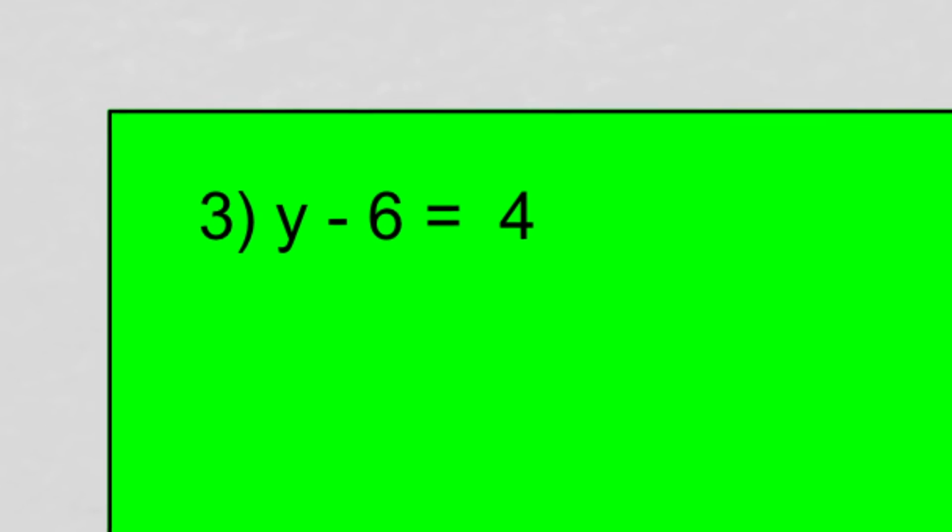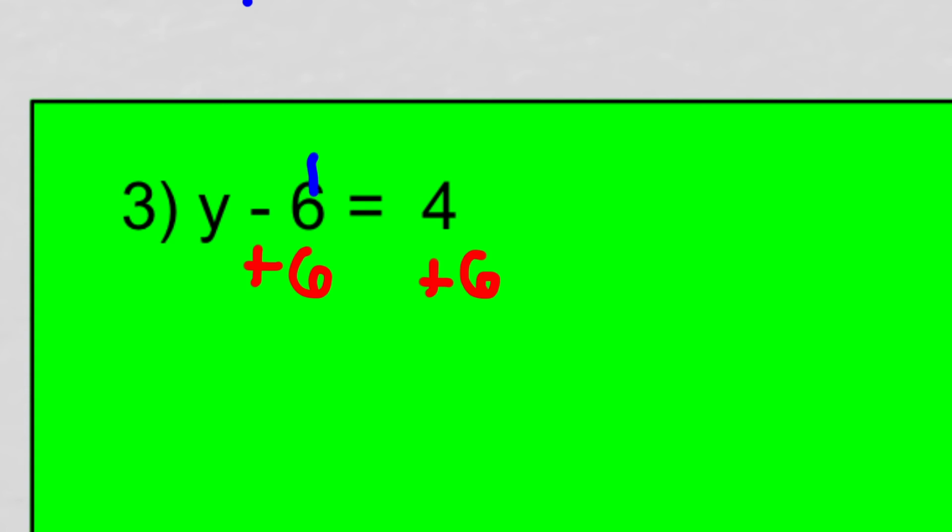Okay, if I want to show the value of y and make y by itself on one side of the equal sign, I have to make negative 6 or minus 6 go away. And the opposite of minus 6 is plus 6. And if I do it to that side of the equal sign, I have to do it to the other side. Because equality means doing the same thing to both sides.